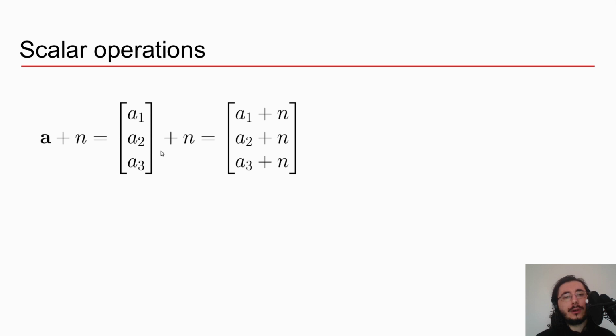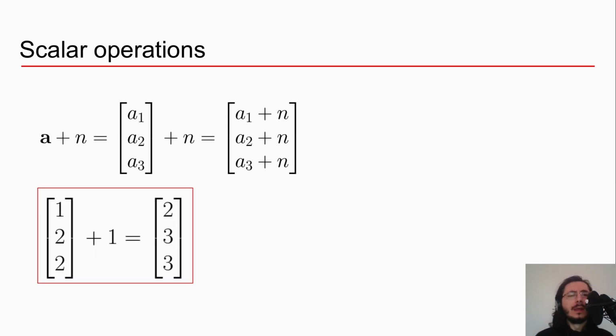And so as you can see here, the result is this vector here, and the vector is given by A1, which is the first element of the vector, plus n, which is the scalar, and then A2 plus n, A3 plus n. So basically, we add the scalar to all the items of the vector. So let's take an example here. We have a column vector, which is 1, 2, 2, and we want to add 1. And the resulting vector is 2, 3, 3. We just added 1 to 1 here, 1 to 2 here, and 1 to 2 here. It's very simple, isn't it?